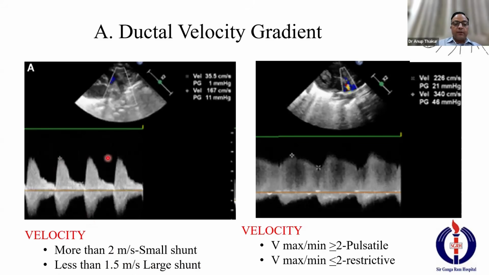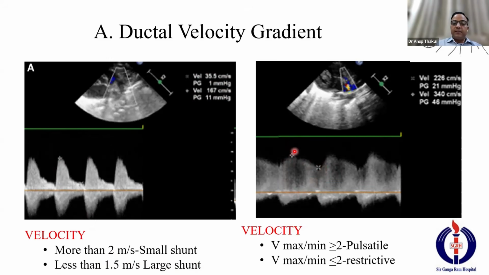So you put a caliper here and the machine will give you the peak velocity. And depending on the velocity, you see here the velocity is 355, I think, centimeters per second. So this could again be a high velocity. Next, you measure the diastolic velocity also. Systolic velocity and diastolic velocity. Now, this is V max, the systolic velocity, and this is V min, the diastolic velocity.